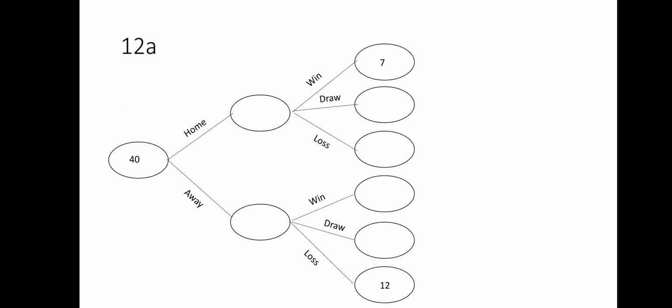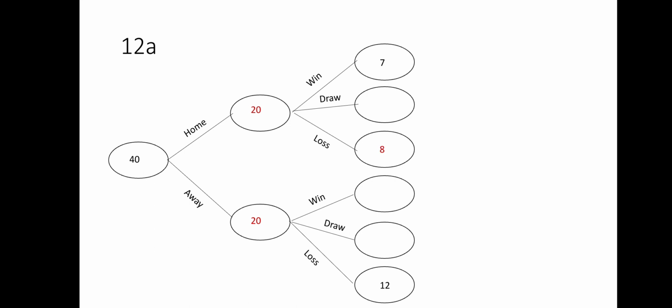Question 12a. A sports team played 40 games, half were home games and half were away games. Each game was a win, a draw, or a loss. Of the home games, 2/5 were losses. Of the away games, 1/10 were wins. Complete the frequency tree. So, first thing we can appreciate is that there were 20 home matches and 20 away matches, because the question says that half of the total games were home matches and the other half were away games. So half of 40 is 20.